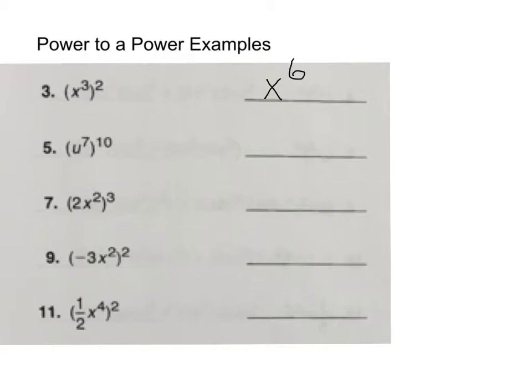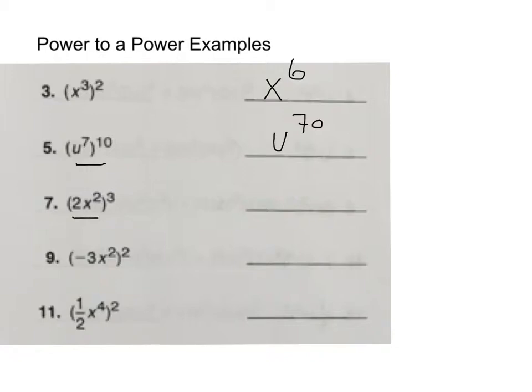Sixth. Right. When you have a power to a power like this, you multiply the exponents. Power to a power, you multiply the exponents. And so this one right here is going to be u to the 70th power. Okay? Now let's look at this one.